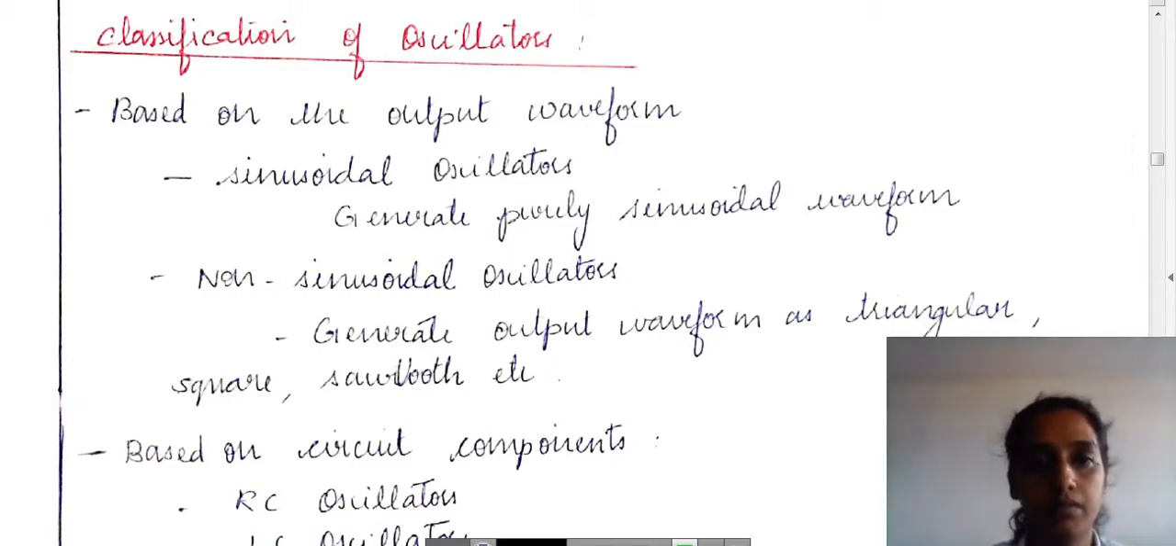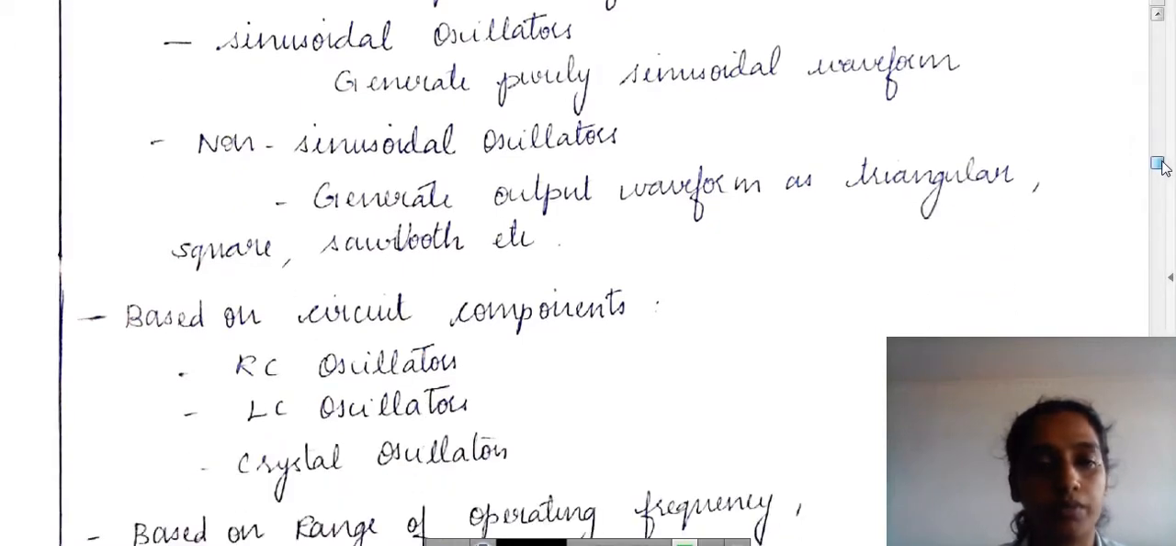Good morning. Let us see about the classification of oscillators. Based on the output waveform, there can be sinusoidal oscillators. Sinusoidal oscillators purely generate sinusoidal waveforms. Non-sinusoidal oscillators generate output waveforms such as triangular, square, sawtooth, and so on.